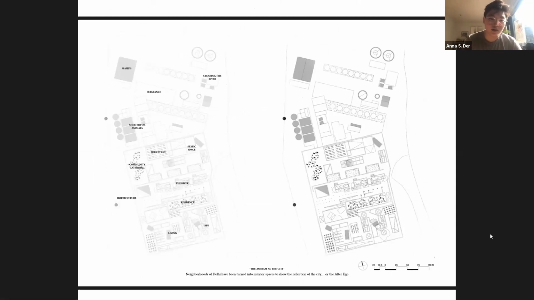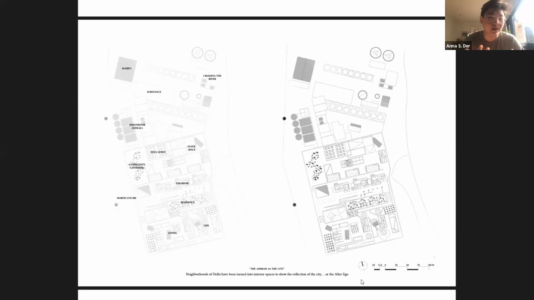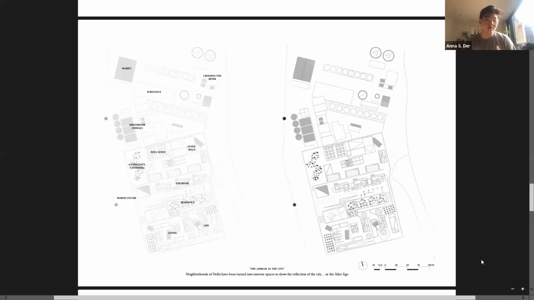The plan drawing of the power plant is called The Ashram as the City. It takes reference to another drawing called The House as the City. The drawing is mimicking the neighborhoods of Delhi that, apart from the Central Vista, are chaotic, are beautiful because they're chaotic, but have a certain rhythm to them. And the interior spaces of this plan now represent the nuances of the city.